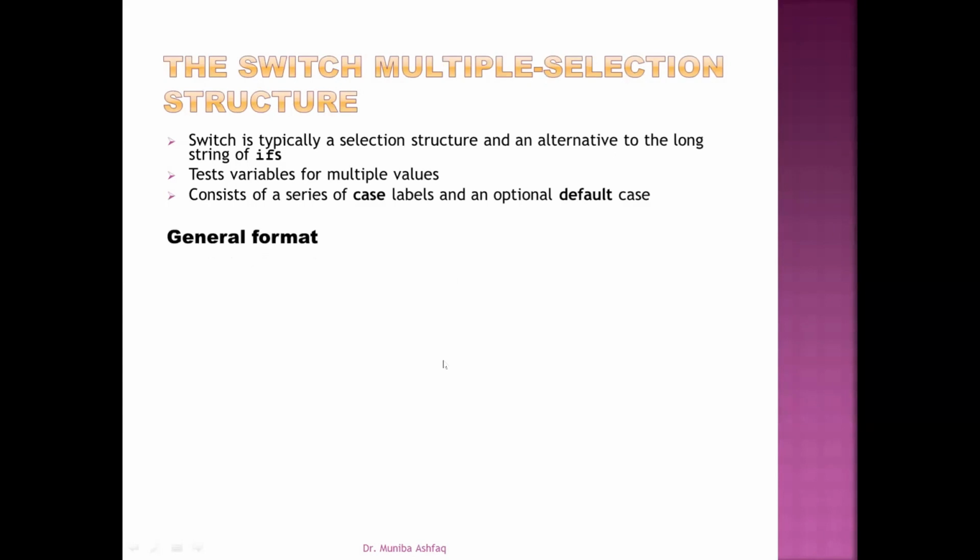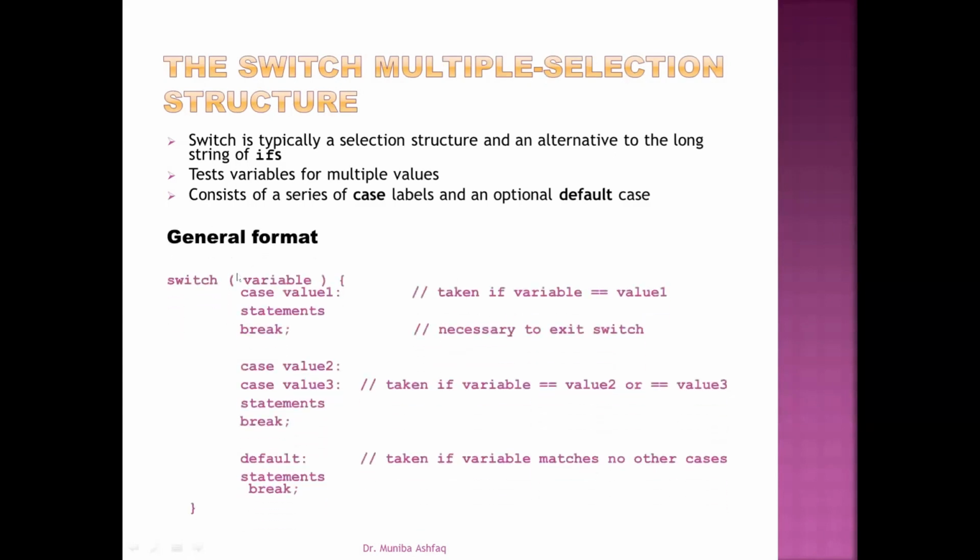The general format of the switch statement is that you have the keyword switch and, within the parentheses, the variable. This is the same variable that we talked about in our previous lectures. That variable has a name, it has a data type, and it can have different values. After that, we have curly brackets, and this is the whole block of the switch structure. Within this block, we have different statements, and one of the statements will be executed depending on the value that the variable contains.